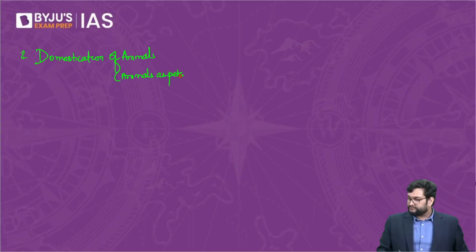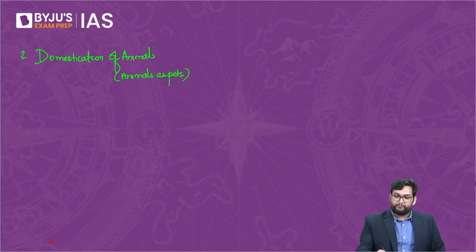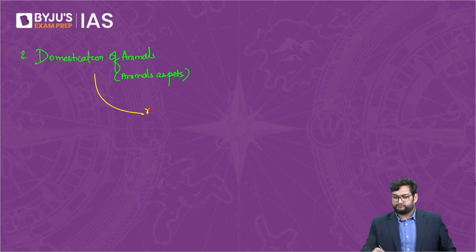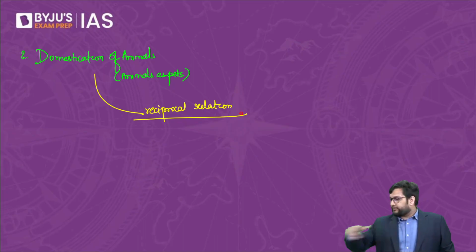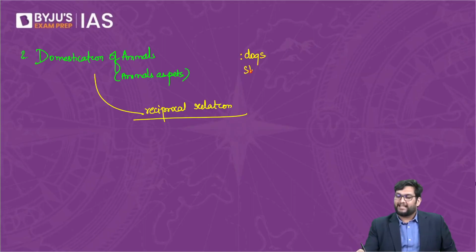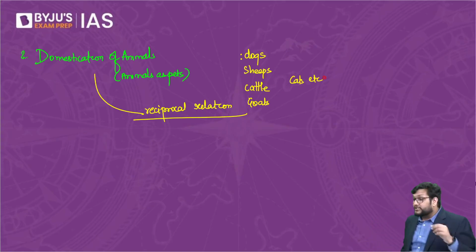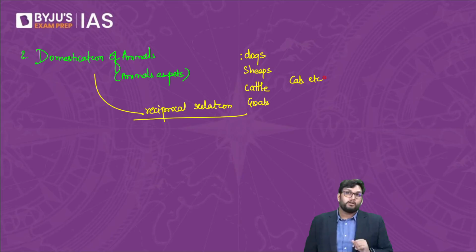What do I mean by this? What I mean by this is, it is a pure relationship of reciprocity. Reciprocal relationship. How? I get an animal which protects me and I protect the animal. So, dogs, sheep, cattle, goats, cats, etc. Now you will say, sir, how did they know that they should go to the dog?